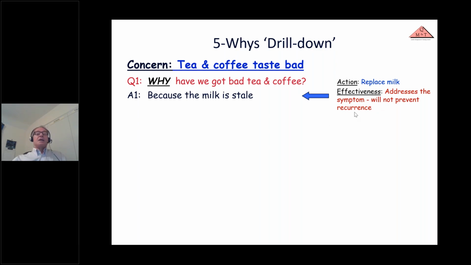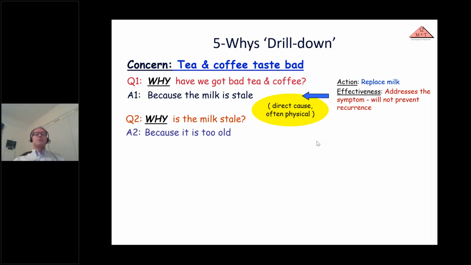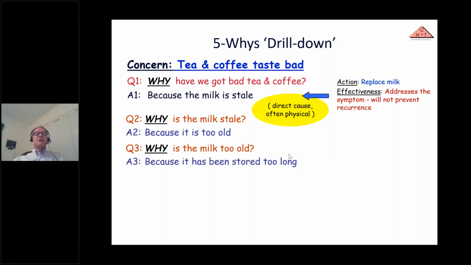It's also worth noting that this is a direct cause, and a direct cause is often physical. It doesn't have to be, but often it is. The team will now ask the next level of question. Why is the milk stale? It has to be answered with a fact. They have to investigate and find out why. Supposing that they find the milk is too old, it's past its expiry date. Okay, so why is it too old? Because it's been stored too long, perhaps in the refrigerator.